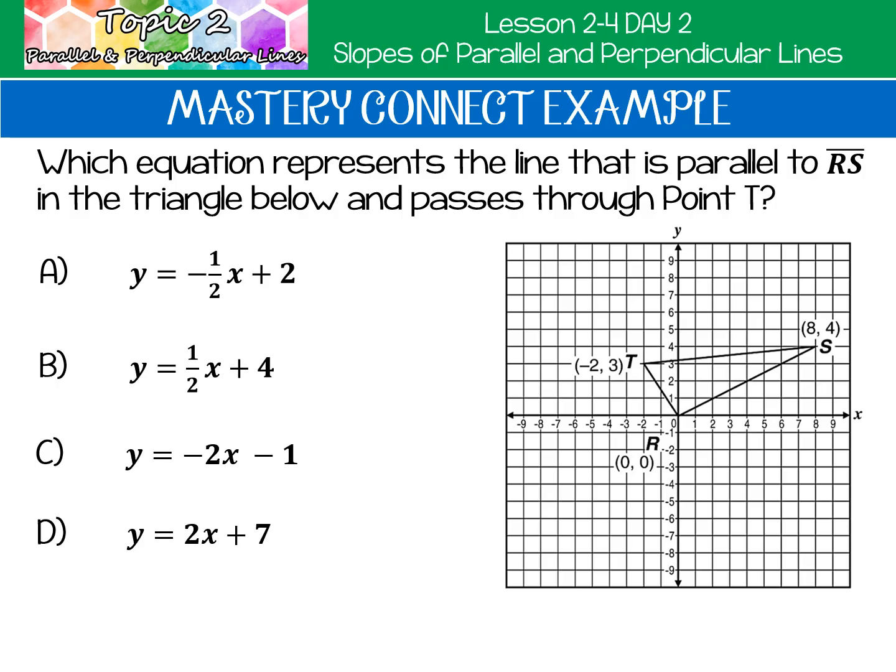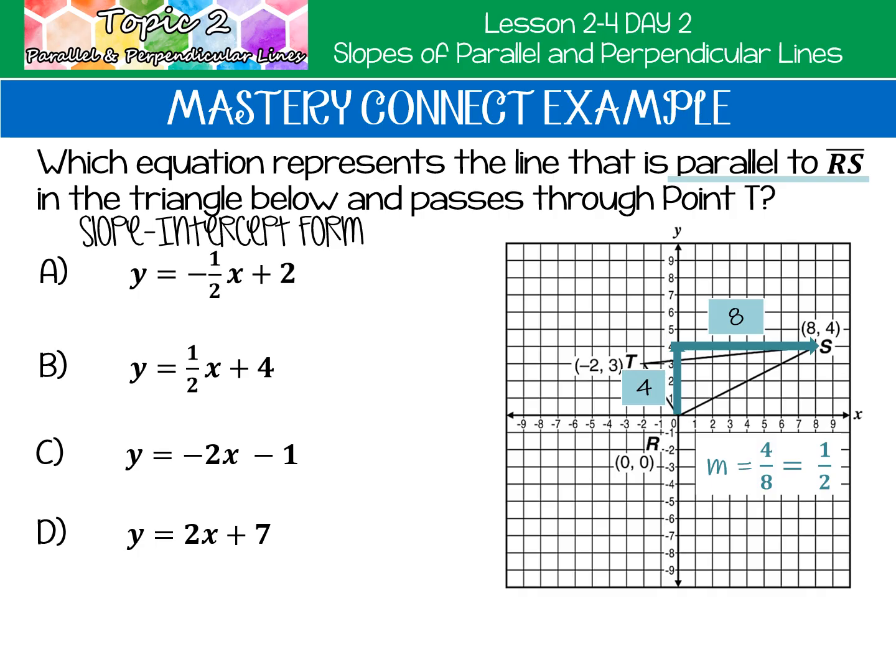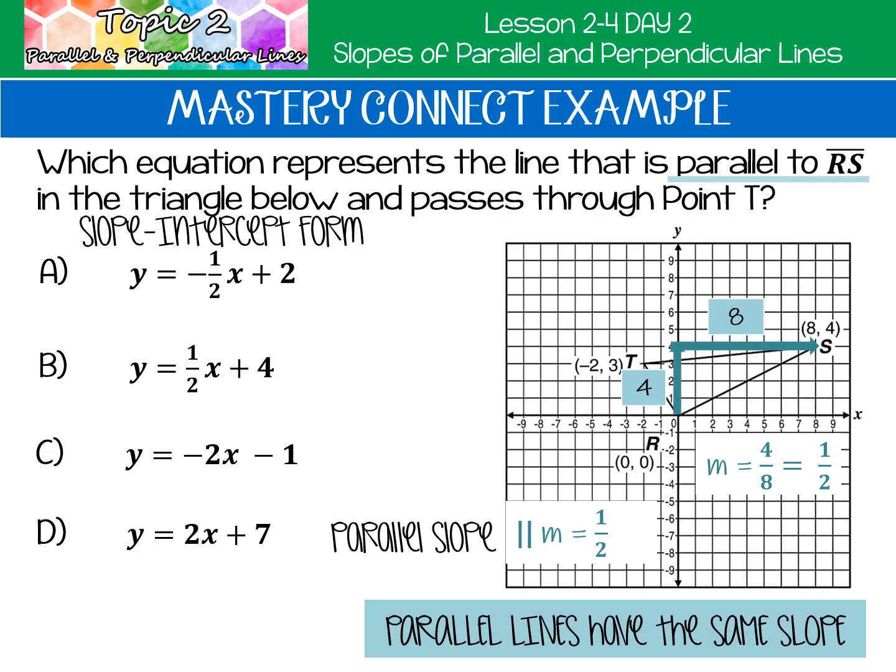Another Mastery Connect example. Which equation represents the line that's parallel to line RS? So we have line RS there. All of our multiple choice options are in slope-intercept form, so that makes it a little bit easier. We need to find the slope of RS, segment RS. So we can go up 4 and over 8 to get to S. So that is 4/8, or 1/2. And the only equation that has a slope of 1/2, because parallel slopes are the same, is B.